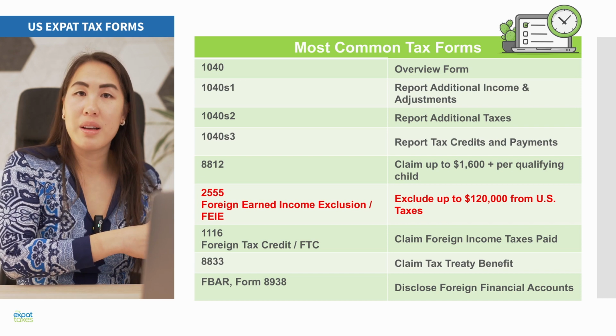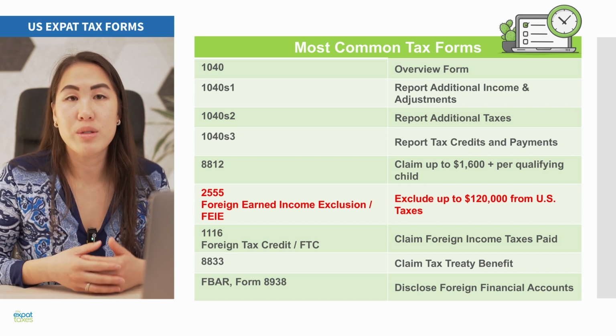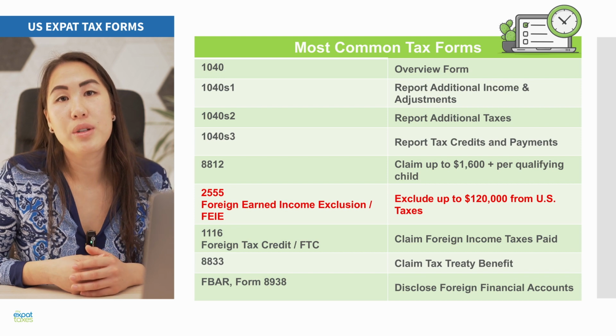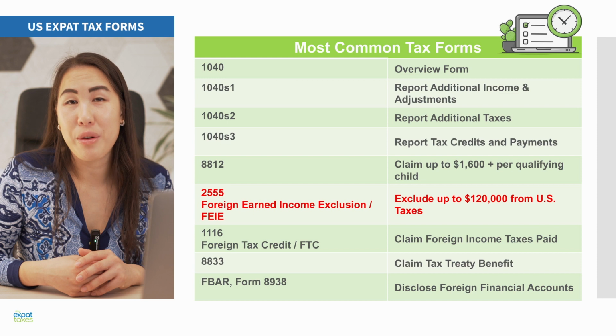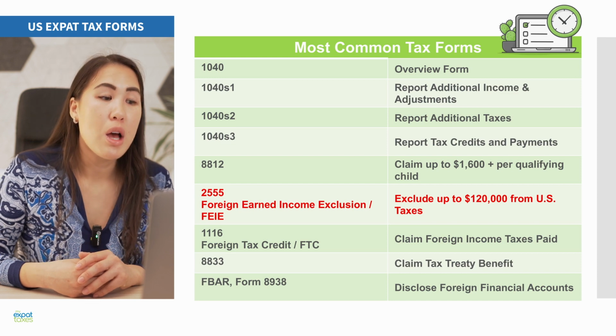So 1040 is going to be the overview form where all the schedules attach. Again, Schedule 8812 is going to be the form that tells you what your child tax credits are, what the refundable amount is, what the non-refundable amount is.